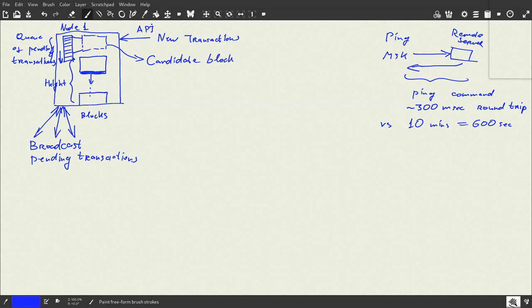But in general, it doesn't need to be a list of all these transactions. Actually, the node is absolutely free to select whatever transaction they want from the queue. Do you remember which very important criteria a node would typically use in order to select transactions to be put into the block?